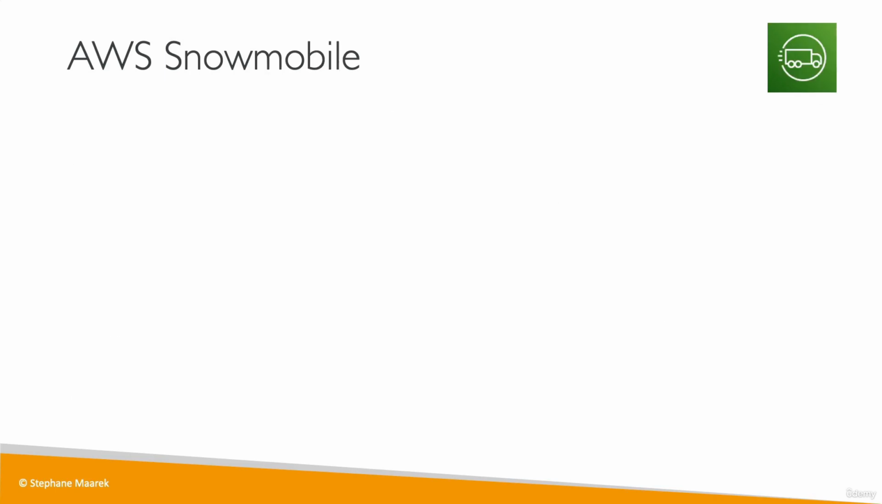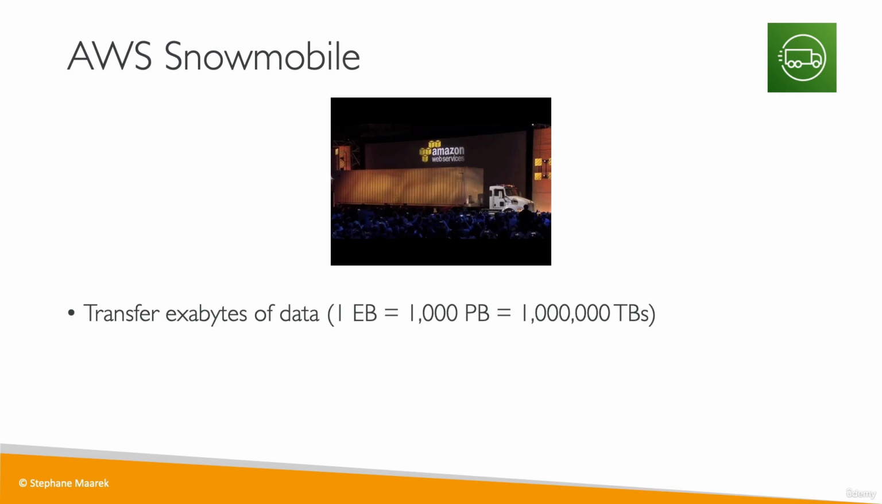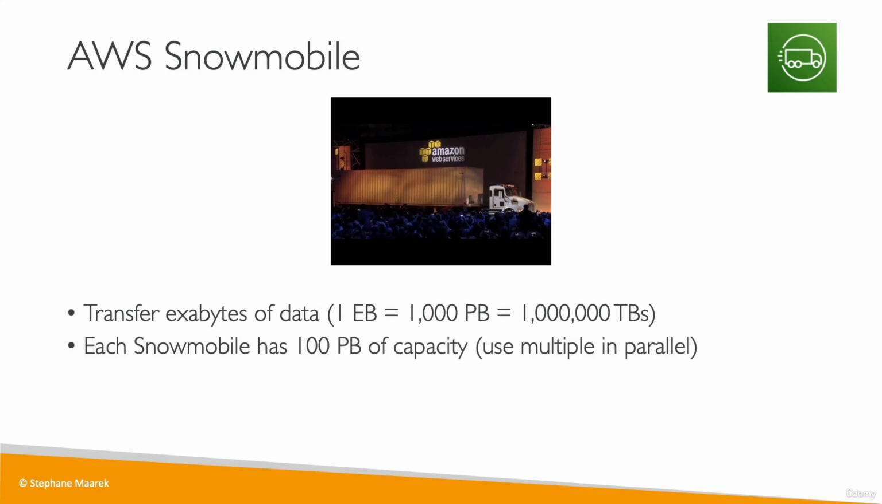And then Snowmobile is an actual truck. So when they announced it, they actually took a truck on stage to show that it was an actual truck that is going to transfer data. And so with the Snowmobile, you can transfer exabytes of data. So 1 exabyte is 1,000 petabytes is 1 million terabytes. And each Snowmobile will have 100 petabytes of capacity. So if you wanted to reach 1 exabyte of data, you need to order 10 Snowmobiles.